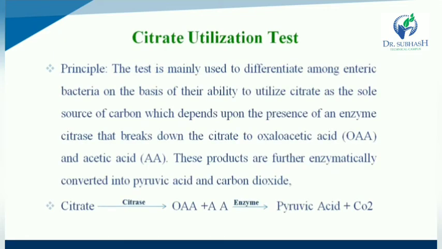First one, citrate utilization test. The principle of citrate utilization test is that the test is mainly used to differentiate among enteric bacteria on the basis of their ability to utilize citrate as the sole source of carbon, which depends upon the presence of enzyme citrase that breaks down the citrate to oxaloacetic acid and acetic acid.